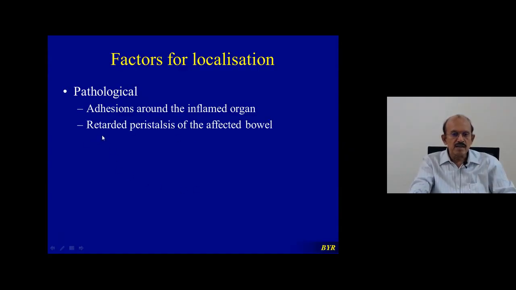The second factor is retarded peristalsis of the affected bowel. Whenever the bowel is in the vicinity of inflammation, it has a lack of peristaltic waves. Because of this lack of peristaltic waves, the infection will be contained there only. If peristaltic activity is there, the infection will spread from one part to the other part.